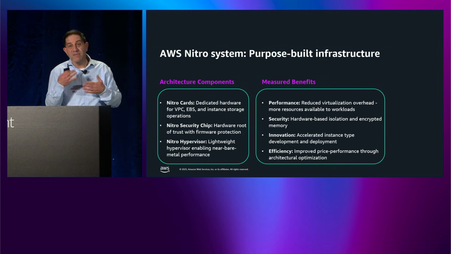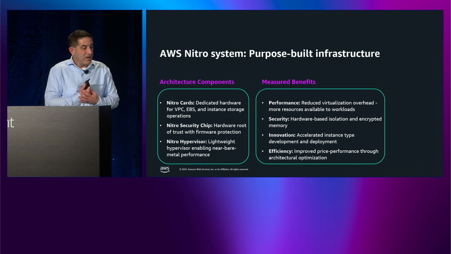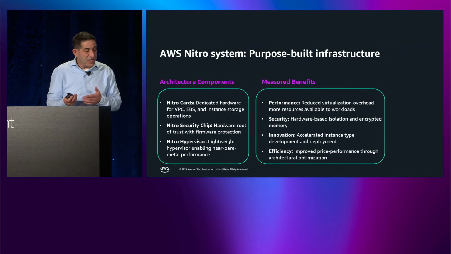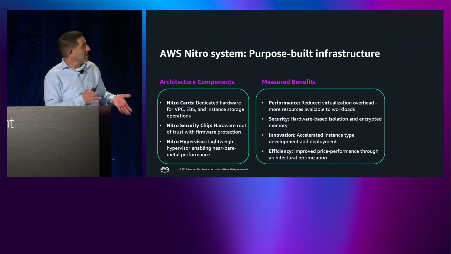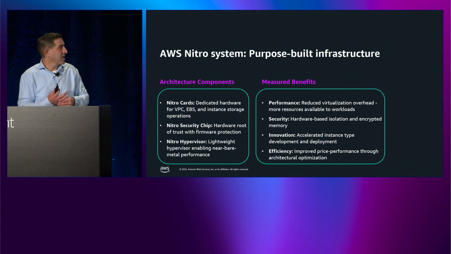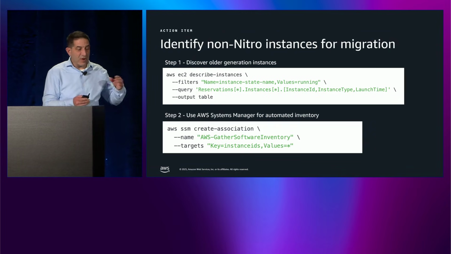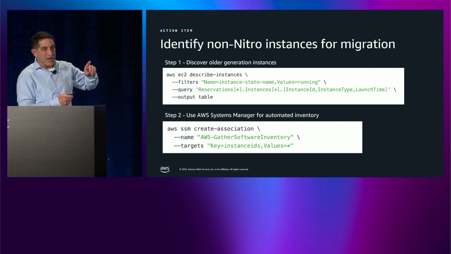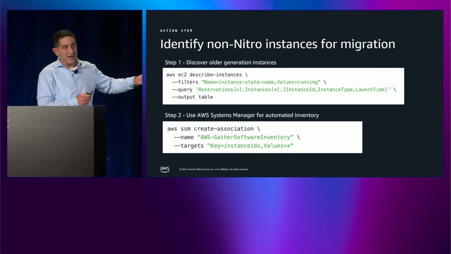And what are the benefits that are coming to you? We have performance, with reduced virtualization overhead. We have security, with hardware-based isolation and encrypted memory. Innovation, with accelerated instance type development and deployment. And then efficiency, with improved price performance through architectural optimization. So you really want to make sure that you take a moment to identify any instances that are running in your environment that are not Nitro-based.